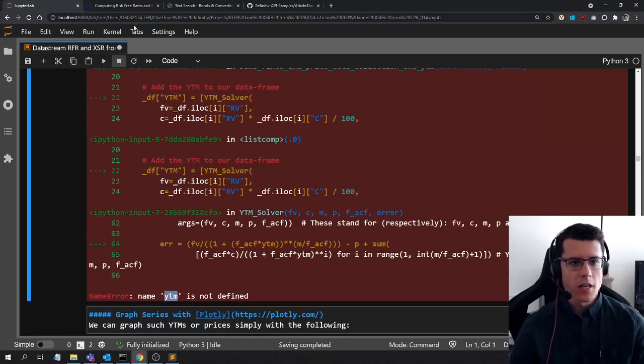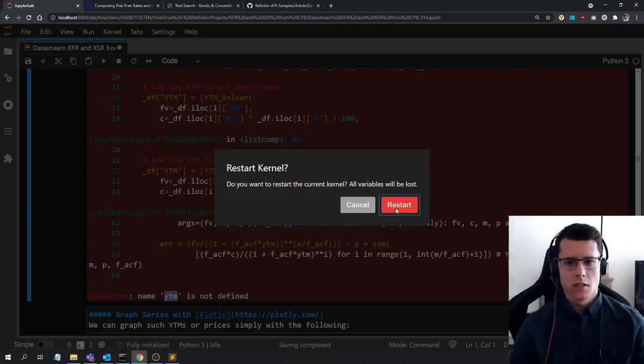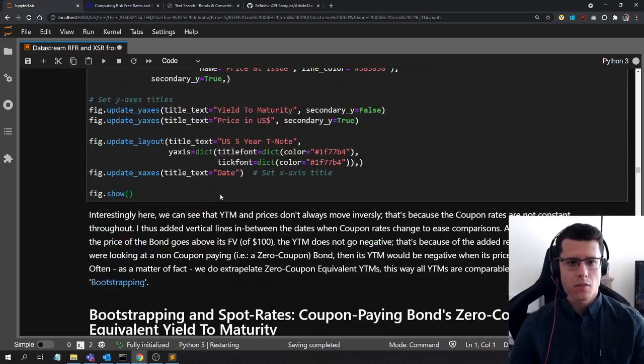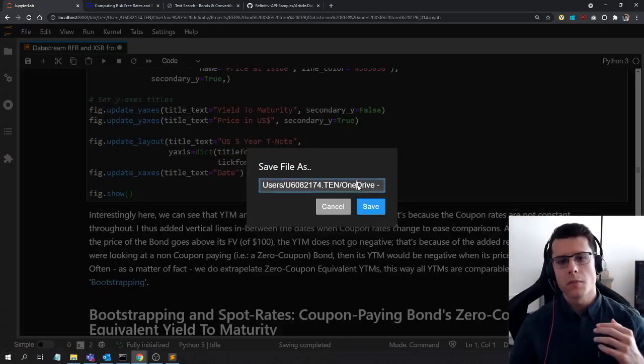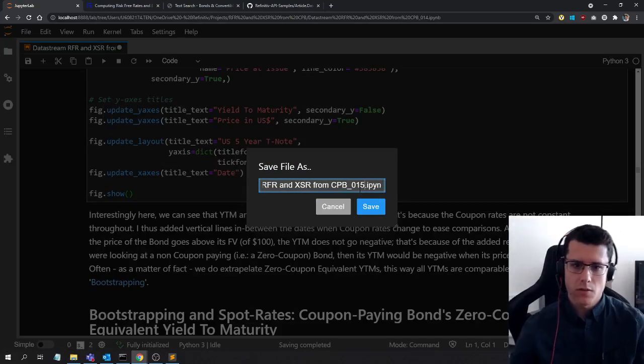Ah, yes, I know exactly why. I did not run my old cell again. So let's restart the kernel. Yes. And you should let me save this as a new thing. So you see, that's why I'm saving it as new, because I've done so many changes that I might want to go back to old versions. See what I found in the past.